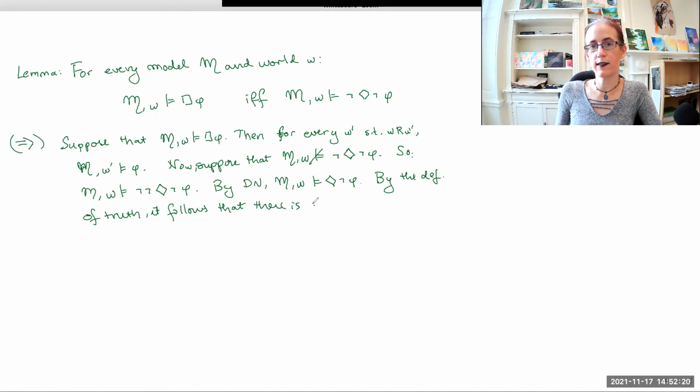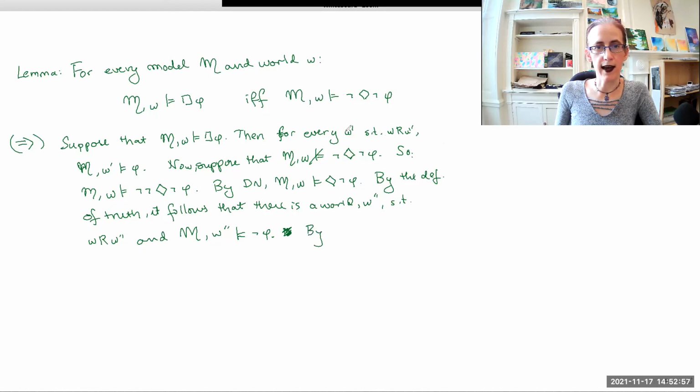Again, by the definition of truth, it follows that, what's the definition of truth of a possibility? That there is a world, we'll call it W2 prime, such that W can see W2 prime, and in this model, at that world, the thing that is being said to be possible, in this case not phi, is true. Now, we can go back to our assumption here that every world that W can see is a world that makes phi true.